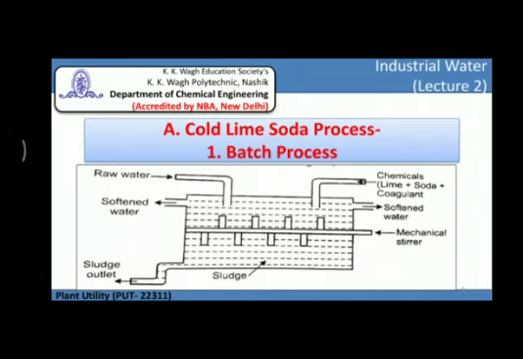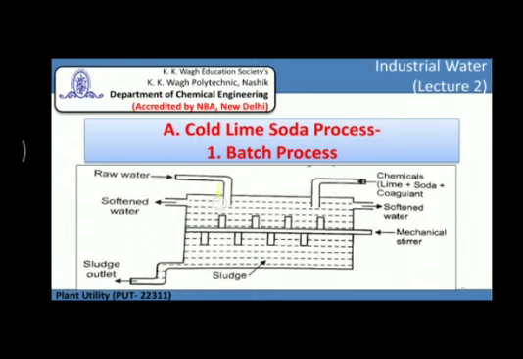This process consists of this rectangular tank, the raw water and chemical inlet pipe, this softened water outlet pipe, this mechanical stirrer, and this sludge outlet pipe. Now we will see the process which actually occurs in the batch process of cold lime soda.